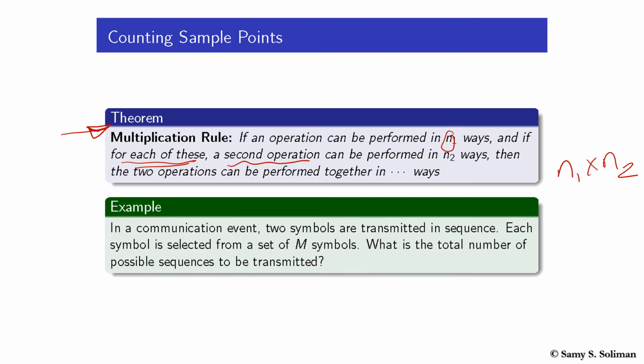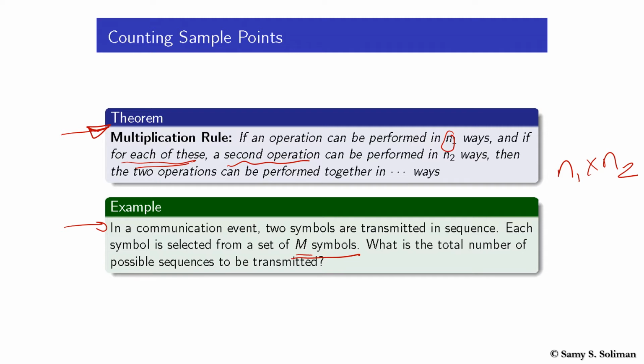An example for that is that in a communication event, two symbols are transmitted in sequence. Each symbol is selected from a set of m symbols. Note here that it says each symbol is selected from a set of m symbols, as if we have a pool of m symbols and we can select any of them for transmission at a time. Which means that during the transmission of the first symbol, we have m symbols to choose from, and during the transmission of the second symbol, we also have m symbols to choose from.